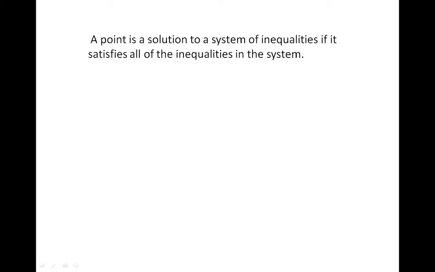I want to recall that a point or an ordered pair is a solution to a system of inequalities if it satisfies all of the inequalities in the system. So in other words, if you were given two inequalities in the system, the point would have to be a solution to each of them in order for it to be a solution to both inequalities, or the system of inequalities.